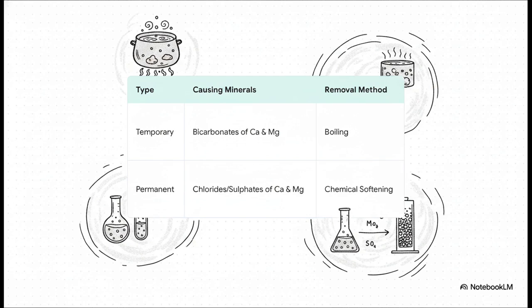But then we have the second type, which is permanent hardness. This one is caused by the chlorides and sulfates of calcium and magnesium. Boiling does absolutely nothing to these guys. To remove permanent hardness, we actually have to use external chemical treatments, like the lime soda process or ion exchange resins, to carefully coax those minerals out of the water.